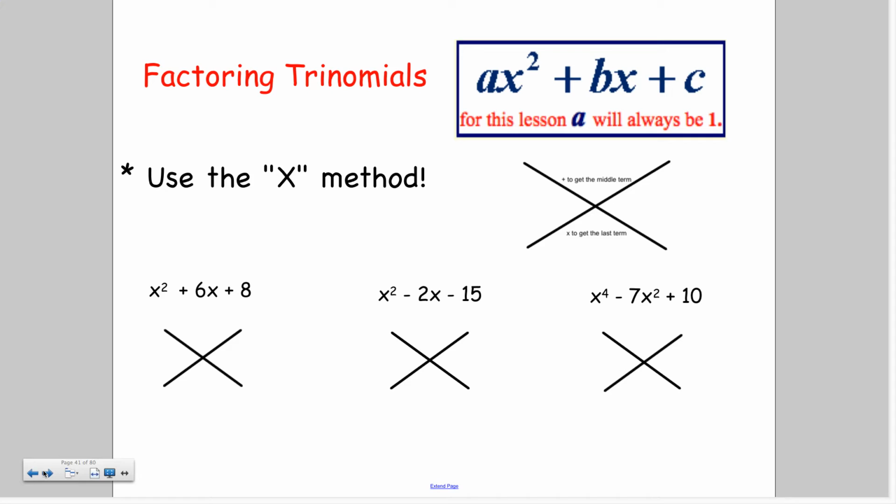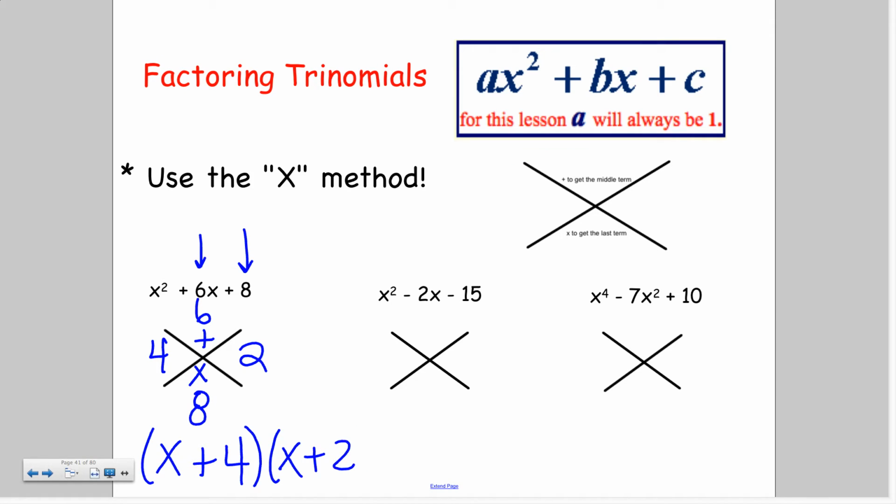So to factor these, we're going to use the X method. We're going to figure out what multiplies to be 8 and what adds to be 6, which is 4 and 2. If both of your signs are positive, then your factors are both going to be positive. So x plus 4 and x plus 2. Okay? The next one, if you'll notice that both of your signs are negative, so I want to multiply to get negative 15 and add to get negative 2.